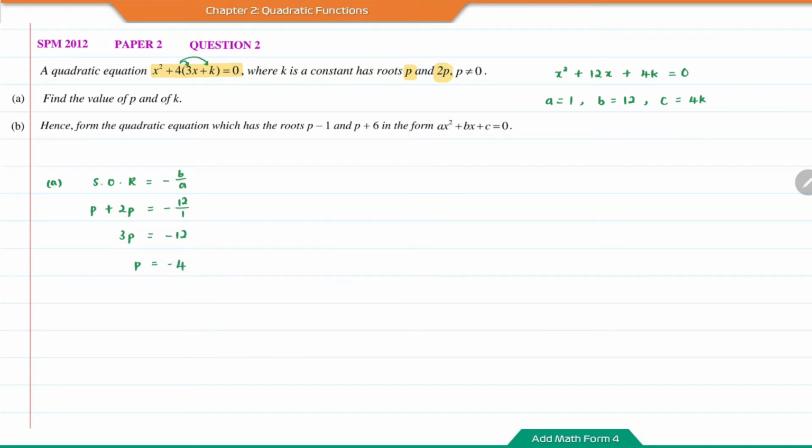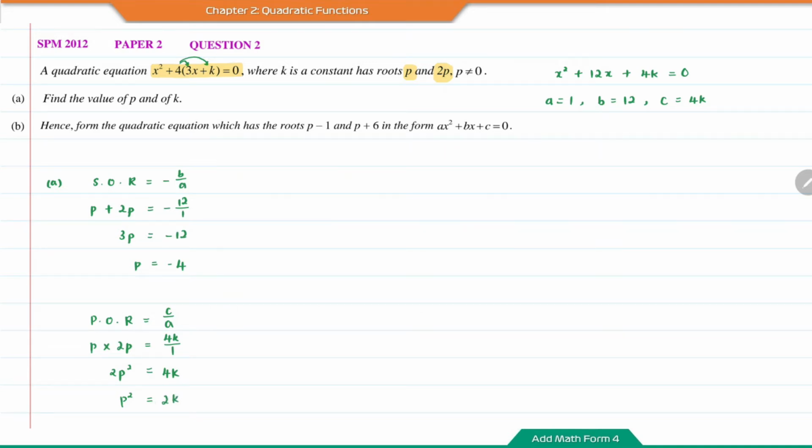Now we want to find the k. So we're going to use the product of roots. So product of roots is equal to c over a. So here is going to be p times 2p. So the c is 4k and the a is equal to 1. So here you're going to have 2p squared equal to 4k. So I can simplify the 2 and 4, or divide it by 2. So I have p squared equal to 2k.